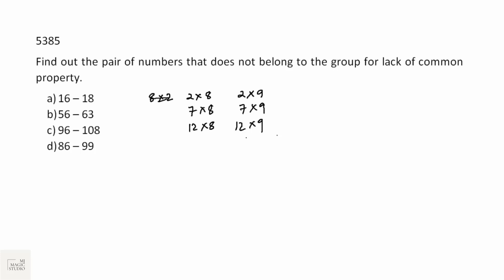86, 99, if I put, that is 9 into 11. And then it should be like, okay, this is 11 into 9. Then it should be 11 into 8. This should be 88, not 86. If it is 88, then it matches the classification. Option D is the pick, the odd one out.